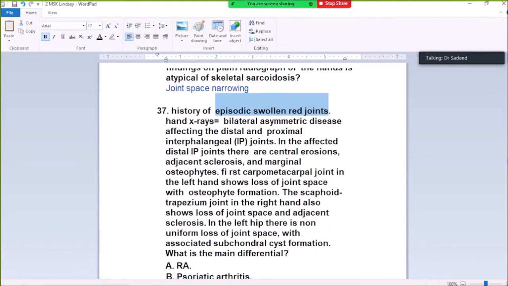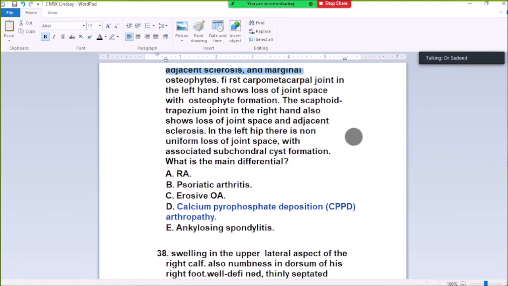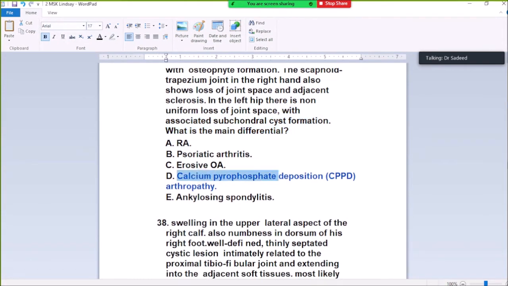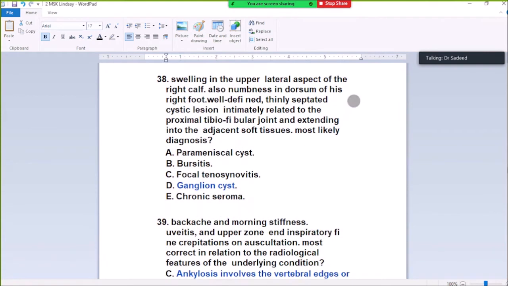Episodic swollen red joints are either gout or pseudogout. Gout involves the big toe and pseudogout involves other joints. So all these features are seen in calcium pyrophosphate arthropathy: in the affected distal interphalangeal joints, central erosions, sclerosis, and marginal osteophytes. The first carpometacarpal joint in the left hand shows loss of joint space with osteophyte formation. The scaphotrapezium joint in the right hand also shows loss of joint space and sclerosis. In the left hip, there is non-uniform loss of joint space with associated subchondral cyst formation, with main differential calcium pyrophosphate deposition arthropathy.